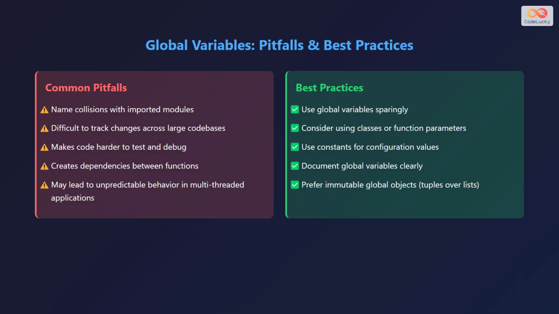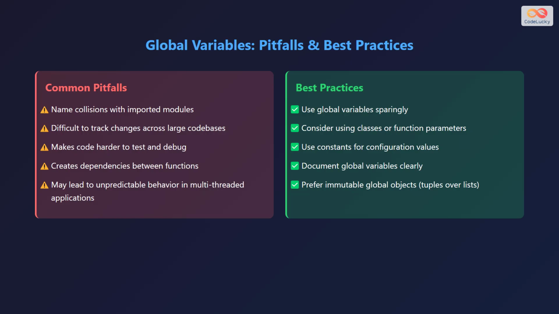While global variables can be useful, they also come with potential pitfalls. One common issue is name collisions with imported modules, which can lead to unexpected behavior. Additionally, changes to global variables can be difficult to track across large code bases, making it harder to debug. Global variables can also make code harder to test and create dependencies between functions, reducing modularity. In multi-threaded applications, they may lead to unpredictable behavior if not handled carefully.